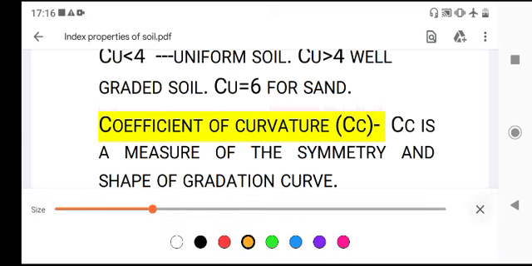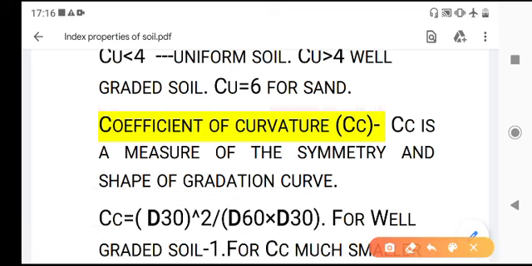Coefficient of curvature C_c. C_c is a measure of the symmetry and shape of the gradation curve, and C_u measures the size of the soil sample. Formula of C_c: D30 squared by D60 into D10.